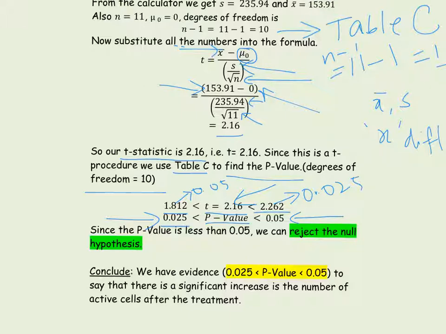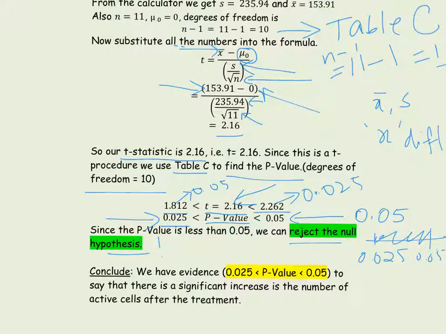Now once we get our p-value, our last step is to compare it with our significance level 0.05. Clearly the p-value lies between 0.025 and 0.05. So it would have to be less than 0.05. So clearly we can reject the null hypothesis.